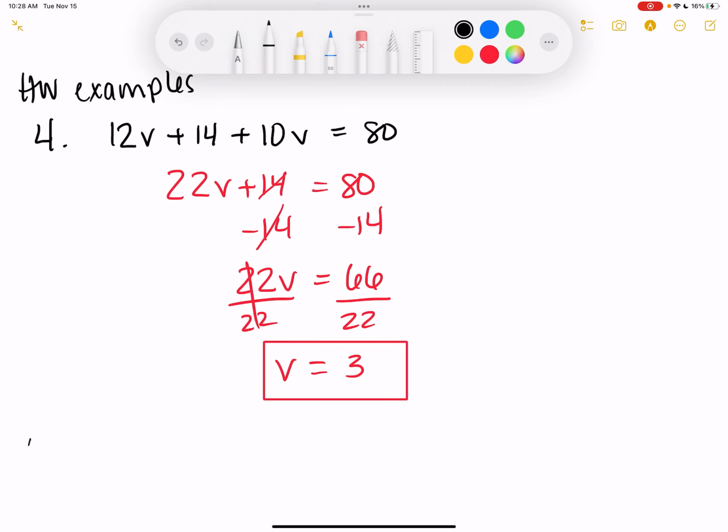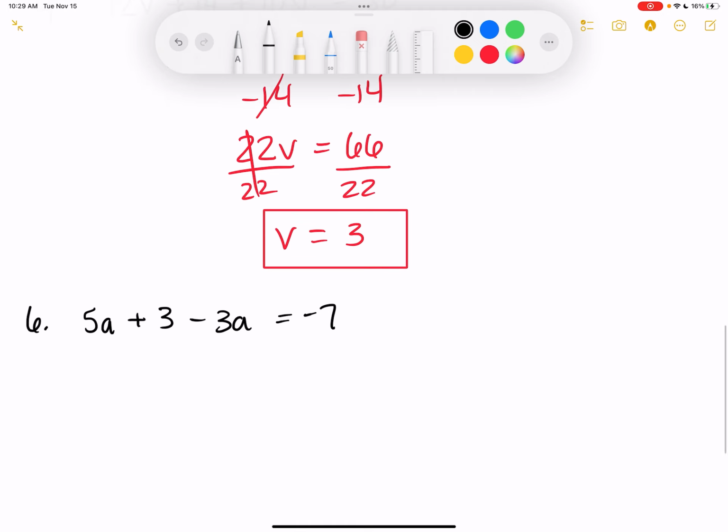All right, number 6, 5a plus 3 minus 3a equals negative 7. So what am I going to do first? Combine like terms. That'll give you 2a plus 3 equals negative 7. Now what?